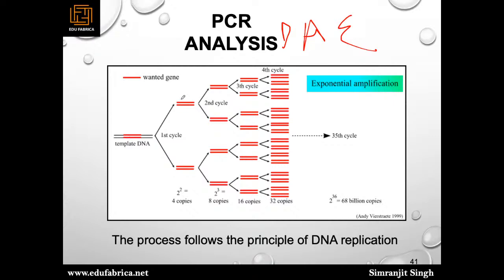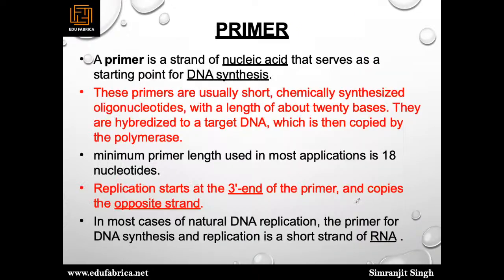And then after the first cycle, you have 2 copies, then 4, then 8, 16, 32. And by the 35th cycle, you have around 68 billion copies, which is huge. Yeah. So that's how exponentially your PCR amplification is done.